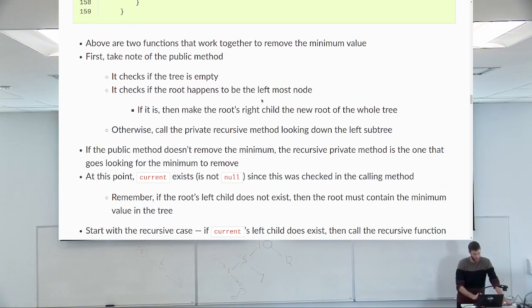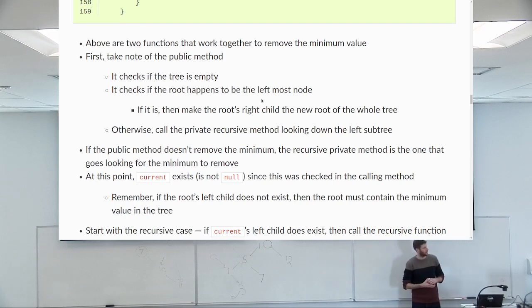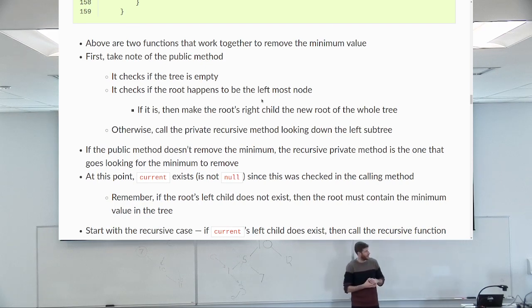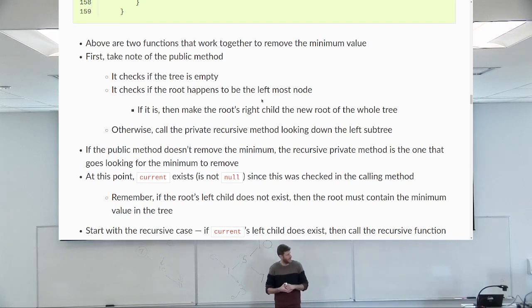So above are two functions that work together to remove the minimum value. Really it should say methods, but whatever. First, take note of the public method. It checks if the tree is empty. It checks if the root happens to be the leftmost node. Great. If the public method doesn't remove the minimum, the recursive private method is the one that goes for it.